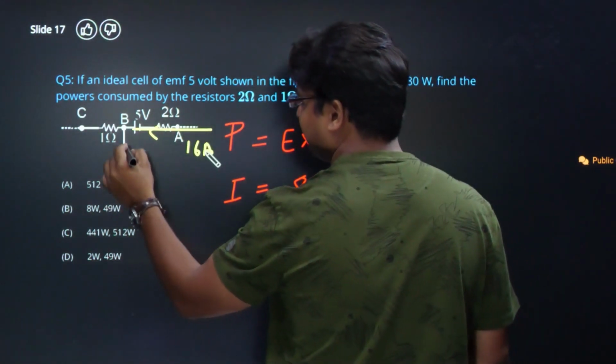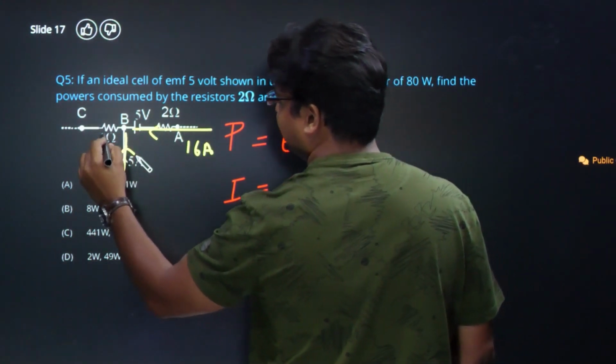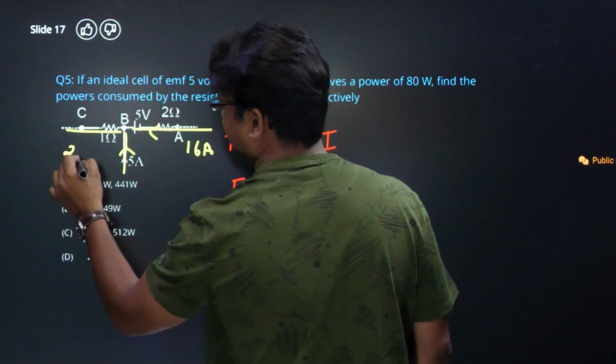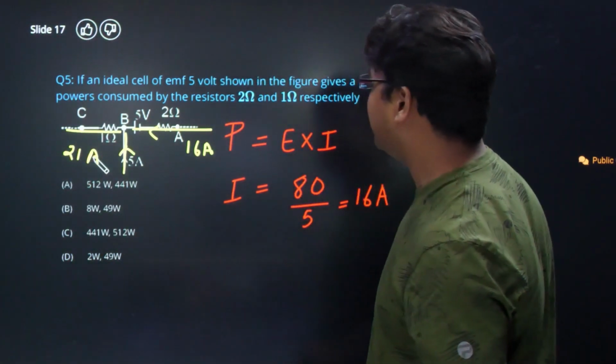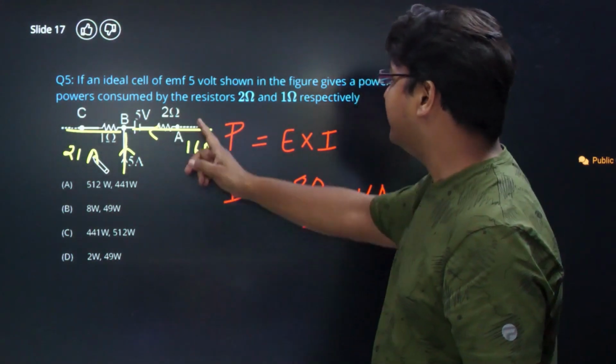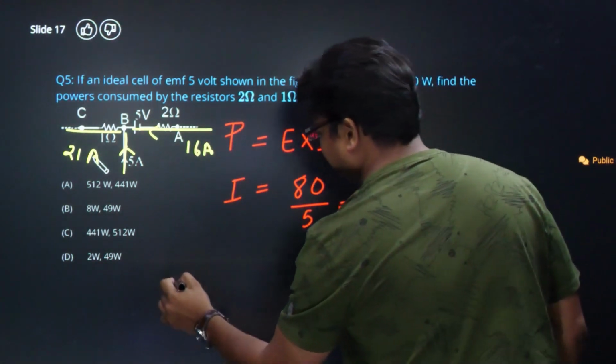Alright, now the current in this branch is shown to be 5 ampere, which means that the current in this branch will be equal to 21 ampere. So we are aware of the current flowing through the 1 ohm resistor and the current flowing through the 2 ohm resistor. So the power developed in the 2 ohm resistance, let me write it as P2.